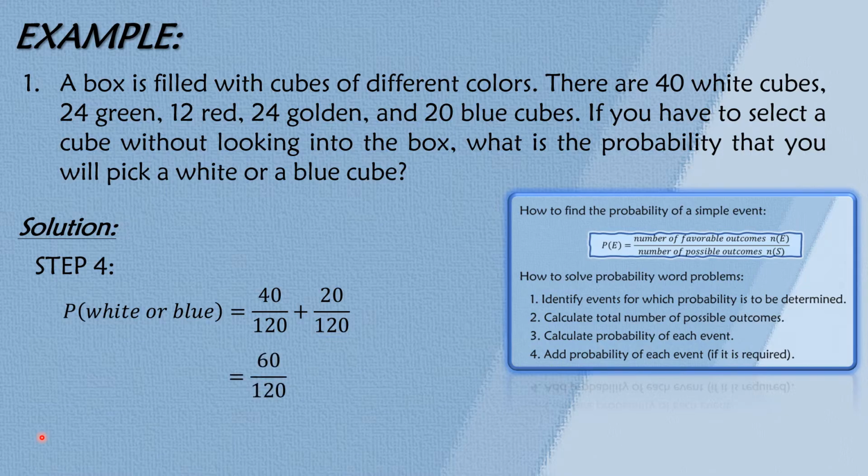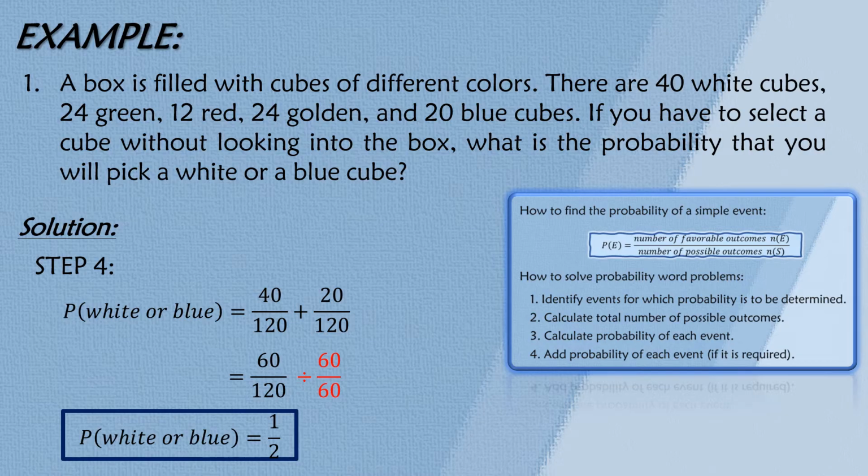So, let us get the lowest term or the simplest form since kayang i-divide ang 60 at 120 sa 60, which is yung kanilang common factor. So, let us divide 60 over 120 by 60 over 60. So, therefore, the probability of getting a white or blue cube is 1/2 or 1 over 2.